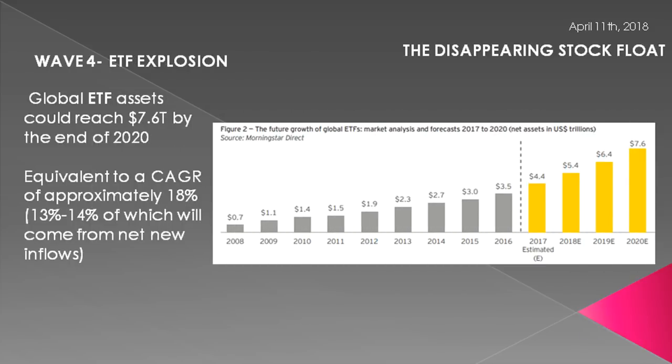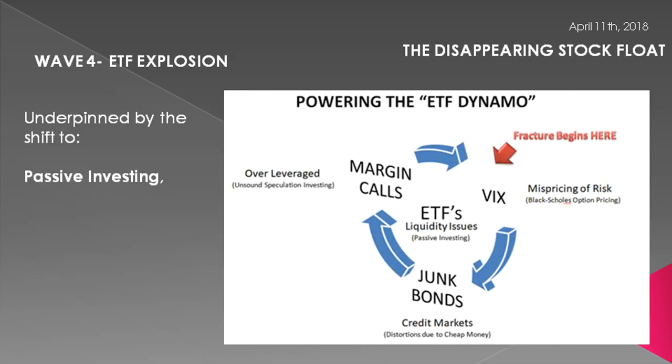The fourth phenomenon is the growth in ETFs. Global ETF assets could reach $7.6 trillion by the end of 2020. This is equivalent to a compound average growth rate of 18%, of which 13 to 14 will come from net new inflows. This will dramatically push that demand curve to the right and prices up, all else staying the same, of course. But that may be the issue. Of course, all else may not stay the same.